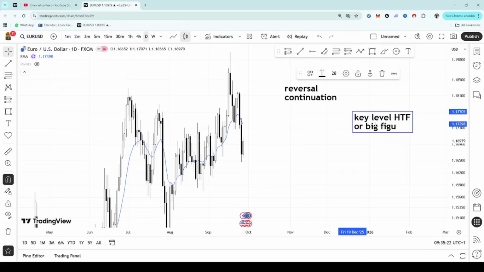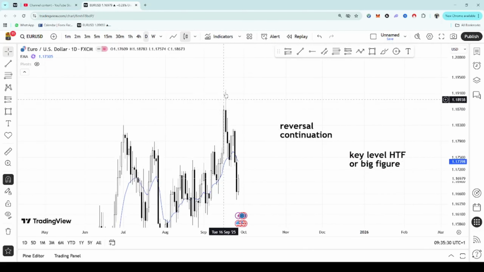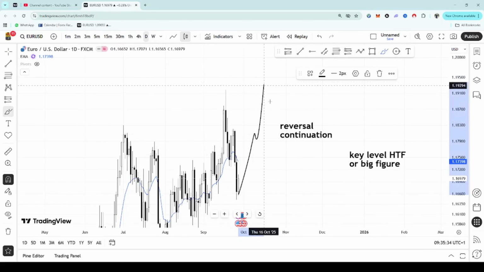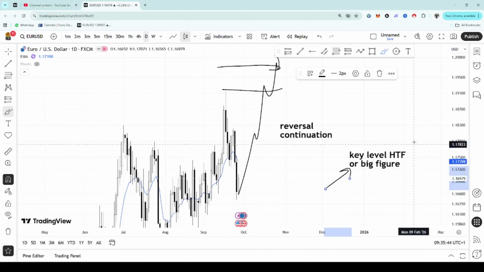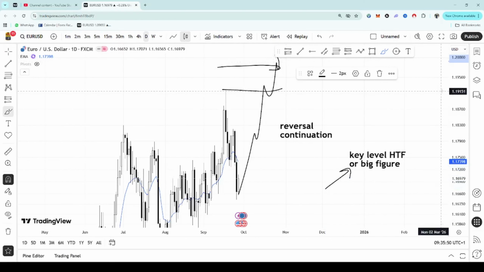Now this can happen only if price has traded above previous price action. Let's say this is the highest high that Euro USD has ever made. If price trades up to this area, then we don't have any past price action that we can look to for a key level and expect a reversal from. At this point you can start looking at big figure levels, which are institutional numbers, like this one where you have 1.200.